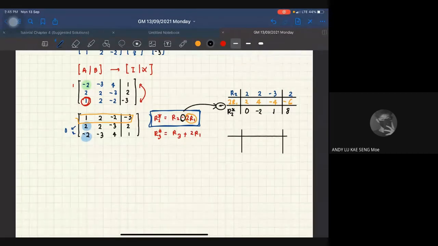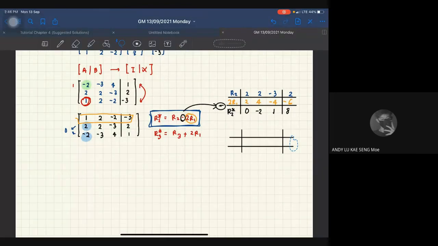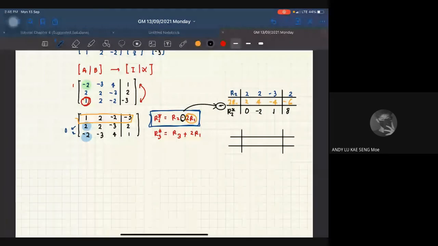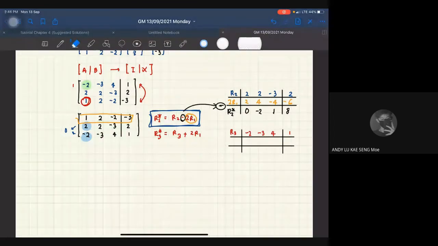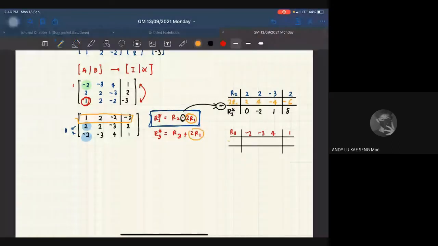Okay, so kita ada row 3. So you just write row 3 over here. Masukkan semua elemen dekat row 3. So awak ada negatif 2, negatif 3, 4, 1. And then for your this one over here, kat sini kita ada 2R1. Dia sama juga macam atas tadi. So kita salin je balik. So you have 2, 4, negative 4, negative 6. Tapi tengok dekat sini apa proses yang kita ada, it is plus. Maksudnya dekat sini akan jadi tambah lah. Row 3 tambah 2 row 1, awak dapat row 3 yang baru.